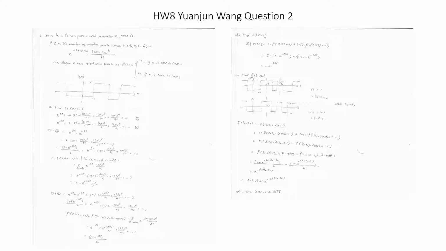We know that e to the lambda t is equal to 1 plus lambda t plus (lambda t) squared over 2 factorial plus (lambda t) to the third over 3 factorial, and so on. And we know that e to the negative lambda t is equal to 1 minus lambda t plus (lambda t) squared over 2 factorial minus (lambda t) to the third over 3 factorial plus (lambda t) to the fourth over 4 factorial, and so on.